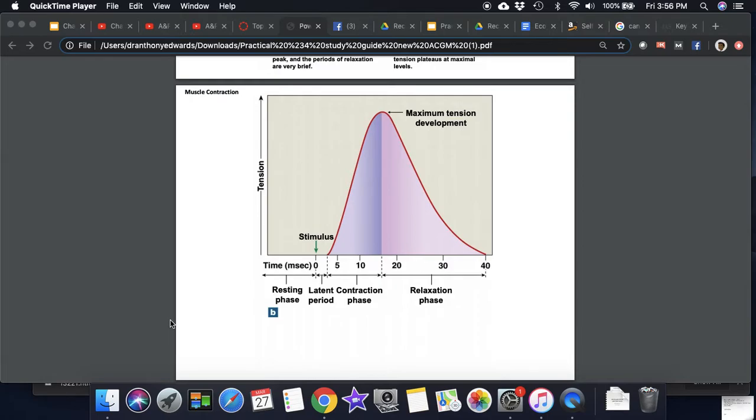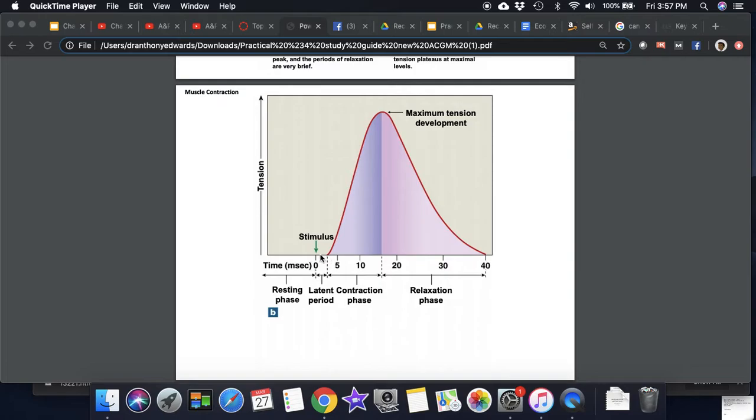So you can see here we're measuring tension in the y-axis and the length of time in the x-axis. So you're starting out with when the stimulus happens, and that's time 0. We're measuring time in milliseconds. So basically before any kind of contraction, you start out with a resting phase. Once you hit the stimulus, the time between the stimulus and an increase in tension is the latent period.